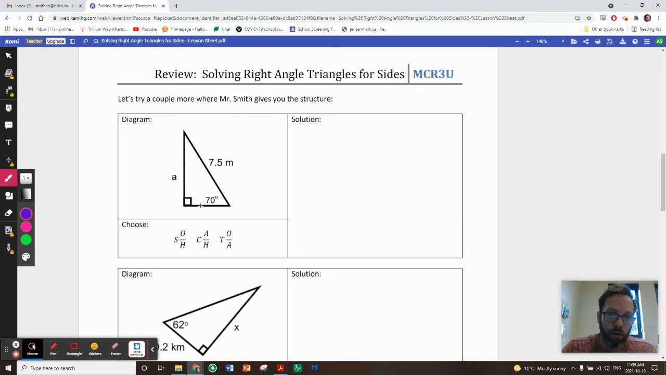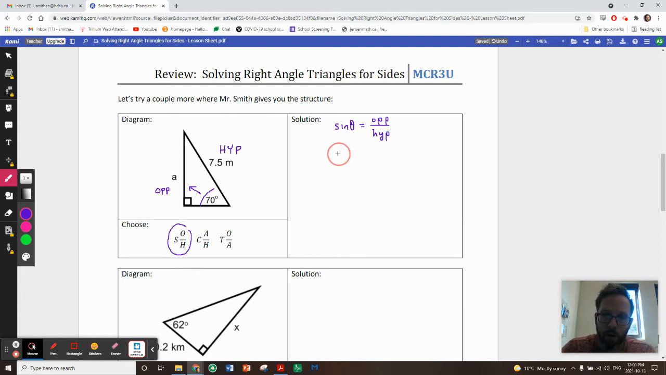In this question, we have this 70-degree angle. And even though this side is labeled with a little a, it's actually opposite from the 70 degrees. This is the opposite side. The side across from the right angle is always the hypotenuse. So here we're using the sine ratio again. Start off writing out the sine ratio. Sine is opposite over hypotenuse.